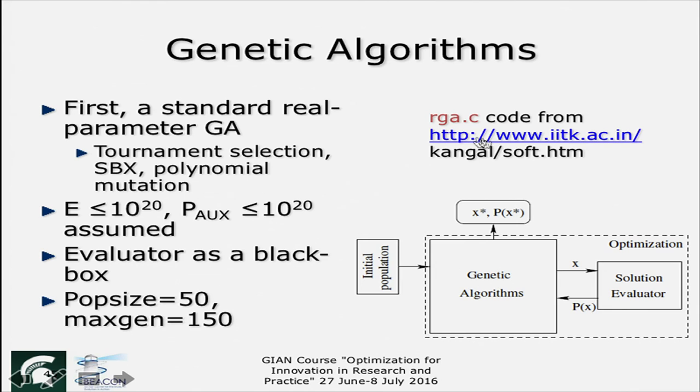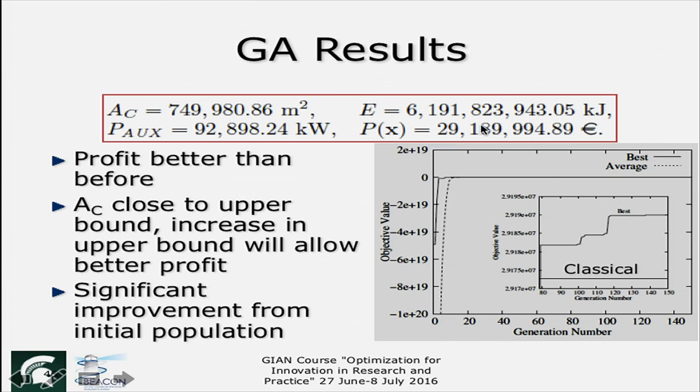I download from my website rga.c, and the executable. I hook it up: I send the X, it sends me P of X, and whether it's feasible or not. I use this penalty function, the parameterless penalty approach. Population size 50, I run it for 150 generations, and I get a solution that is better than what they have given me.